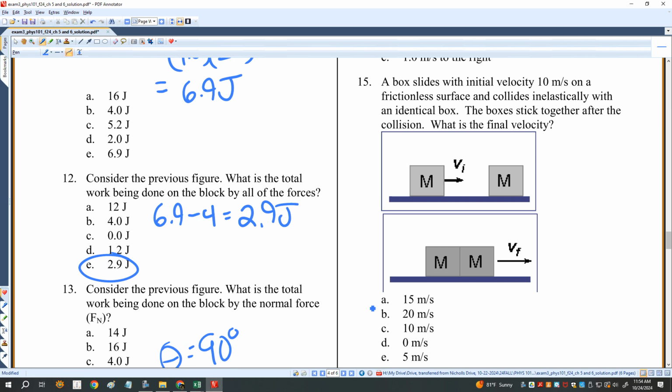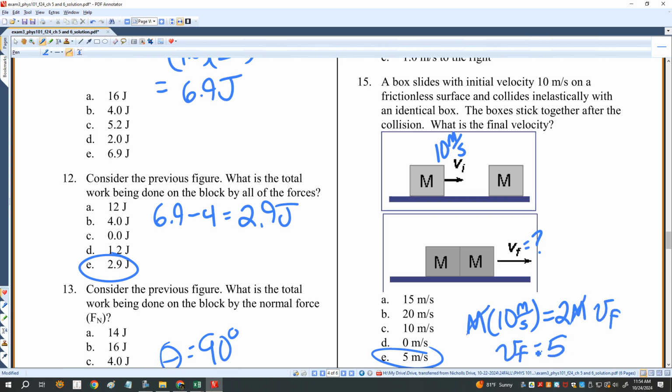This is straight from the concept test. So I have 10 meters per second here, and they stick together, and I want to know what this velocity is. Well, if you remember, it was half. The mass increases by 2, and so the velocity is going to decrease by 2. But I can do, my initial momentum is m times 10 meters per second, m times v, and then my final is 2m times vf. The m's cancel, so vf equals 5.